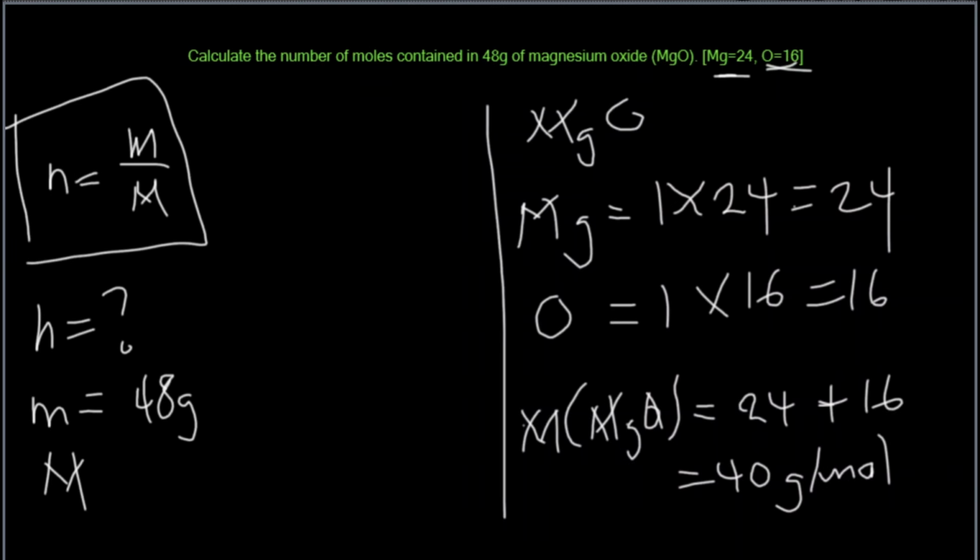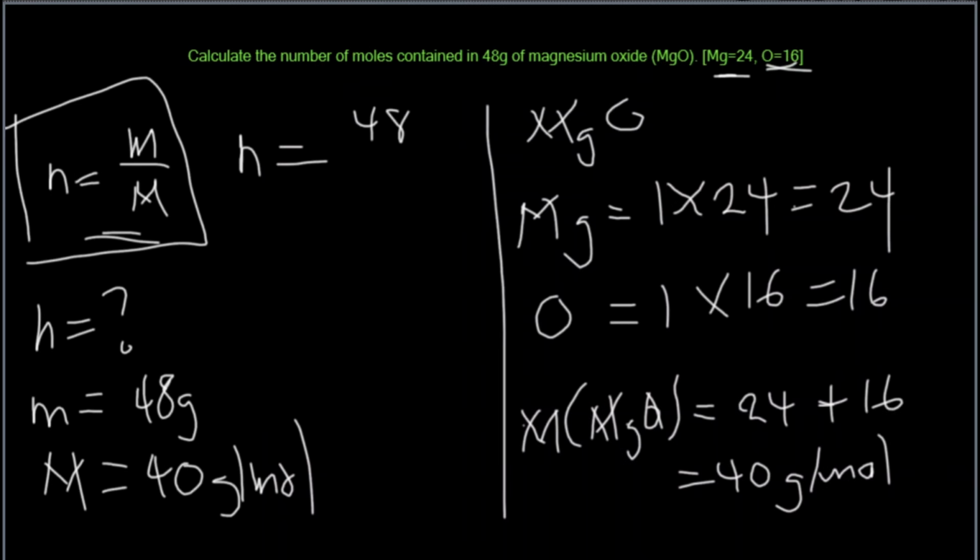Okay, so we're going to substitute the molar mass into the equation. So N equal to mass is 48 all over 40. So N will be 48 divided by 40, which will give you 1.2 moles. So this is the answer. You can pause and also go through the solution for you to understand well.